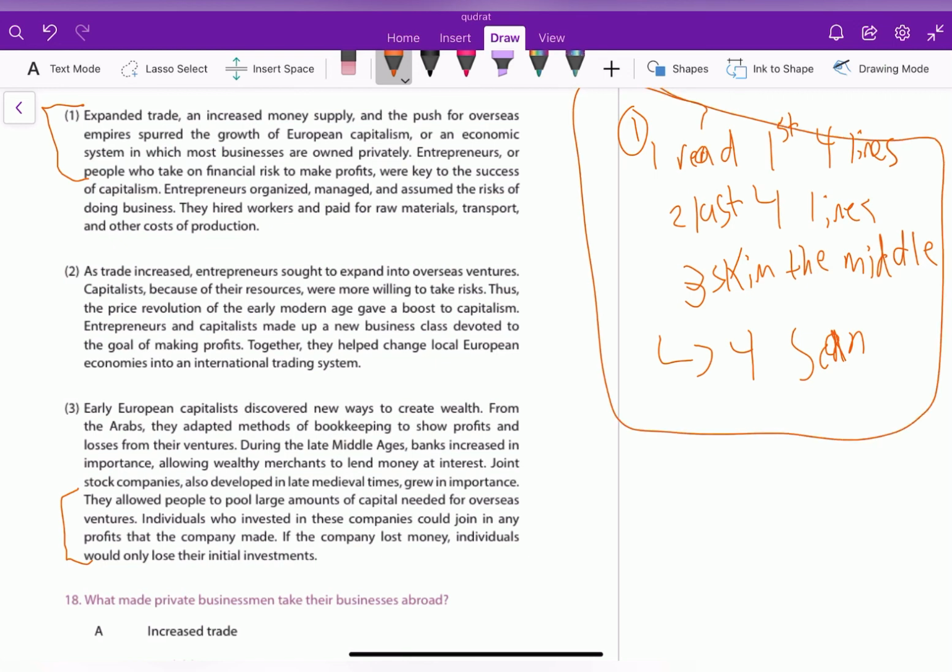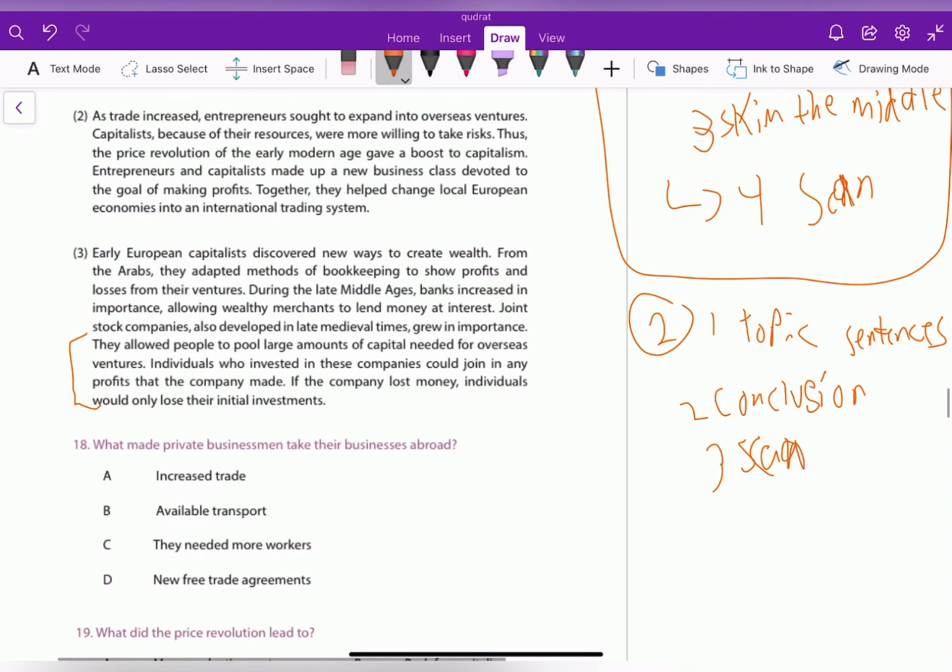There is also another method I would like to show you. So you read the topic sentence of each paragraph and then you read the conclusion. So topic sentences, then conclusion, then you come back and scan for the answer later. Scan for the answer. So 1, 2, 3. Okay, so that's method number 2. Let's start with the questions.